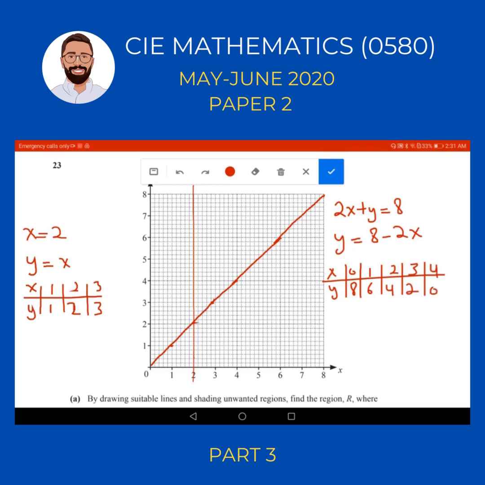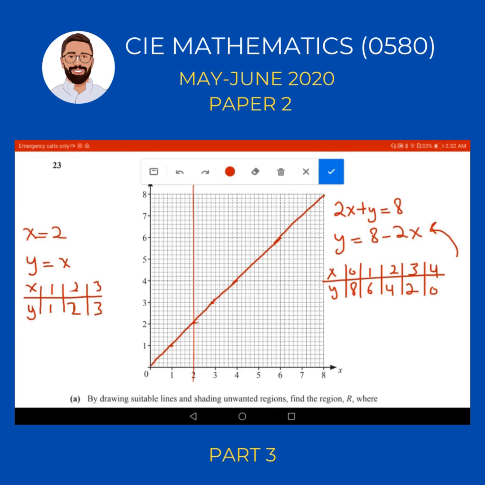How did I do that? Simply I substituted each x value into the equation. So for example, when x is 2, it's 8 minus 2 times 2. So 8 minus 2 times 2 is 8 minus 4, which is 4. And you do that for the rest of the values of x.